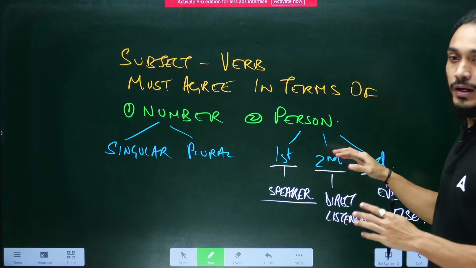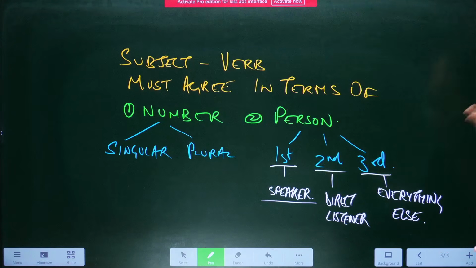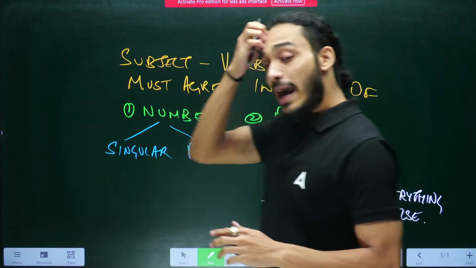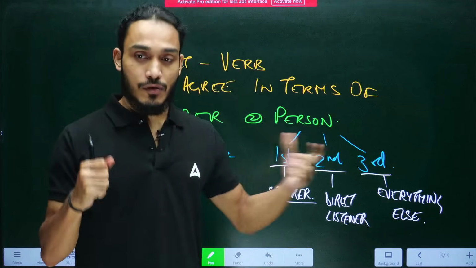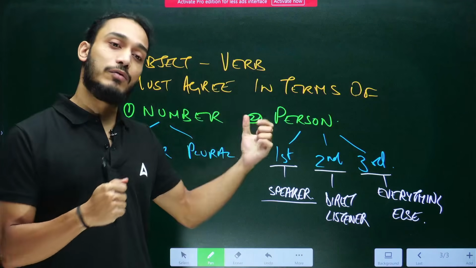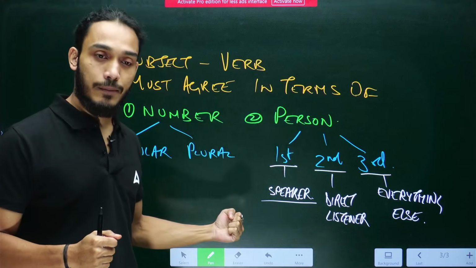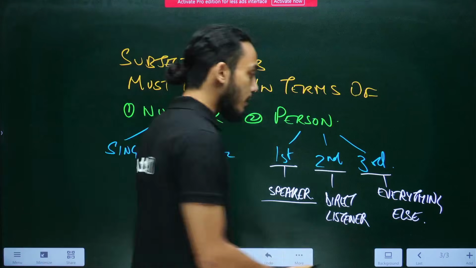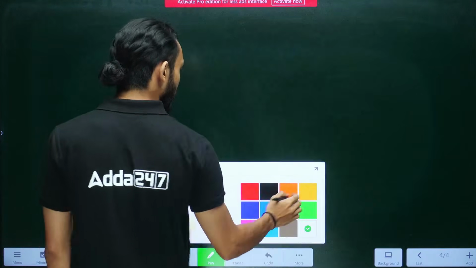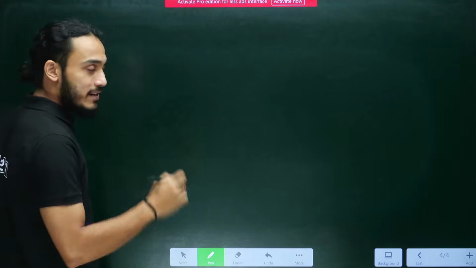In terms of person, we can classify them as either first, second, or third person. Understood? And depending on the subject, in terms of number and person, the verb also has to be of the same number and person category. All right? So now understand this. To understand this easily, we can take a few examples.